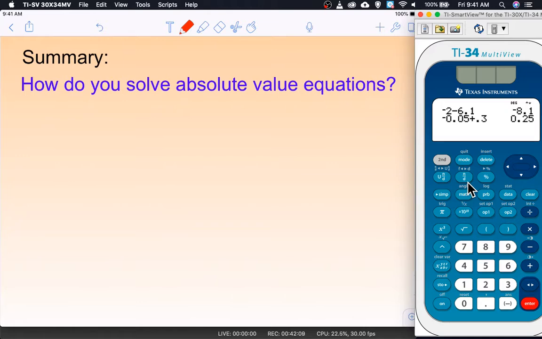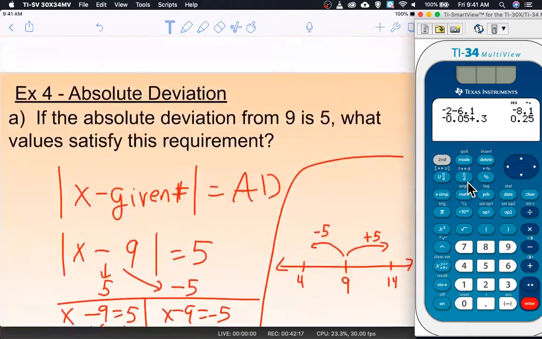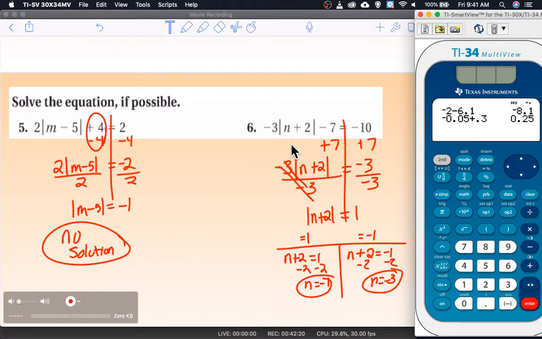If I had to come up with some steps, I would say things like, first thing you've got to do is get the stuff on the outside of the absolute value gone. You have to get the absolute value by itself first, like here or here. That's the first thing you do. Then you set the stuff inside the absolute value bars equal to positive of that number and the negative of that number. And then you solve both of those equations separately and get your two answers.